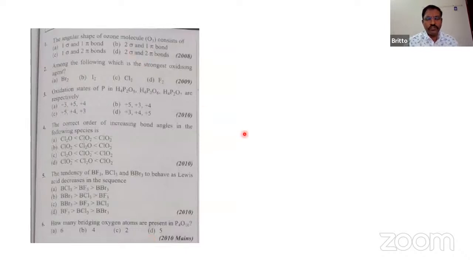Now look at some of the questions from NEET. The first question, 2008, asks: the angular shape of ozone molecule consists of how many sigma bonds and how many pi bonds? So ozone is O3, and it consists of how many sigma bonds and how many pi bonds?